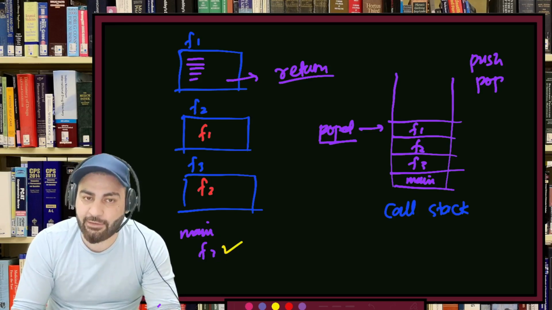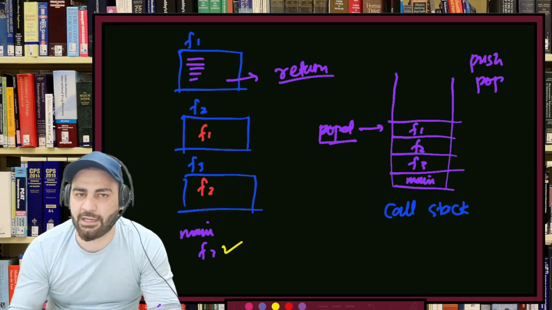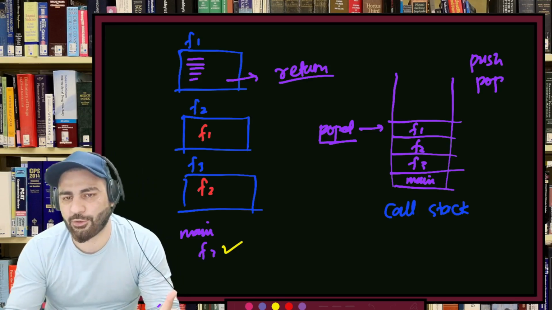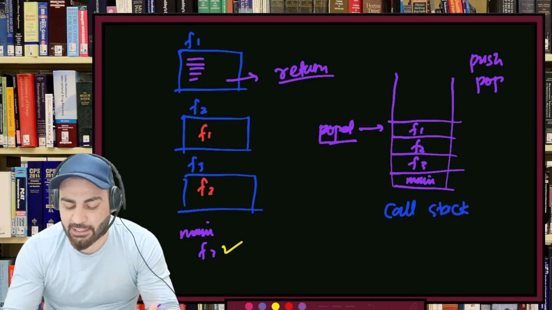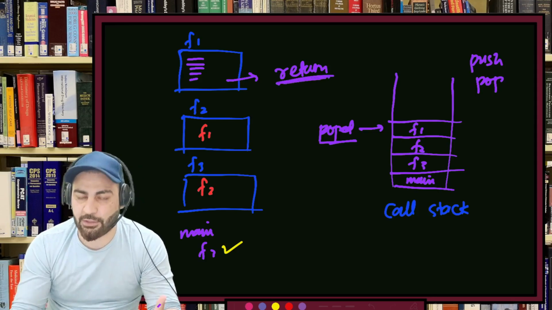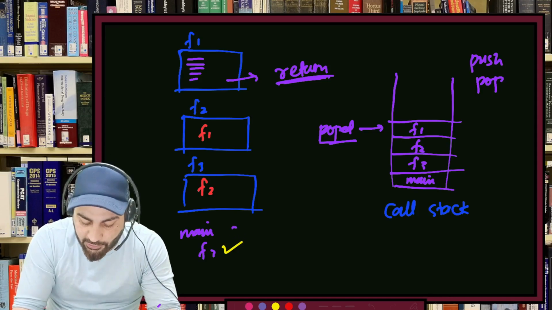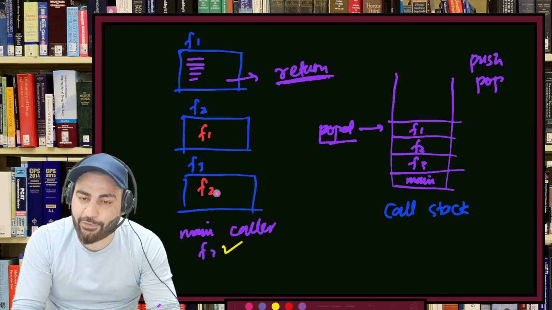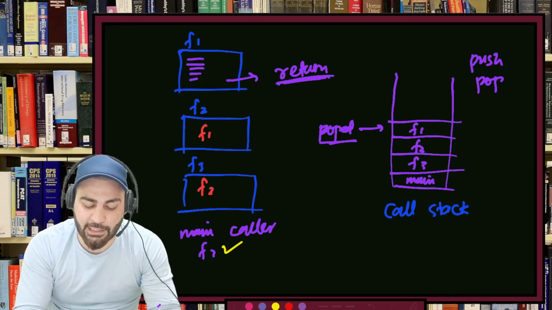So once f3 is done with its functionality, it may return some results, or it may do nothing. In order to return the results, we use the return statement to give that output to the caller. Main is the caller of f3. F3 is the caller of f2. F2 is the caller of f1, and f1 calls no function.